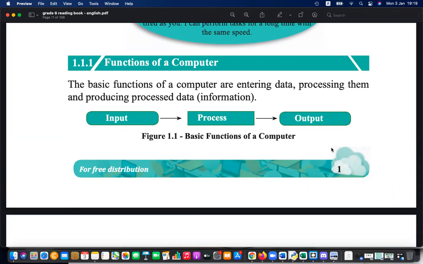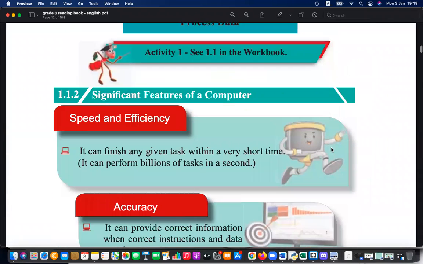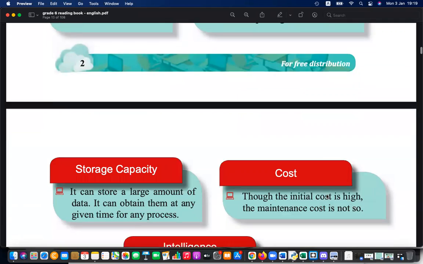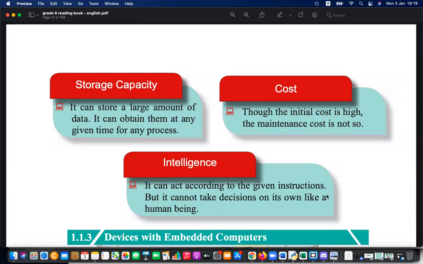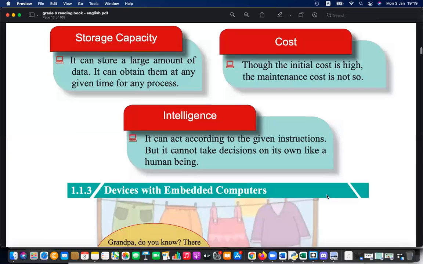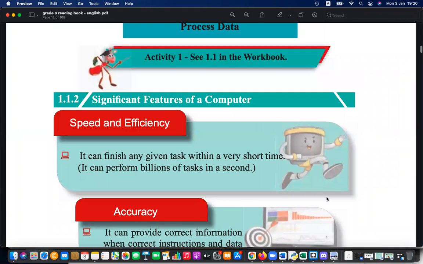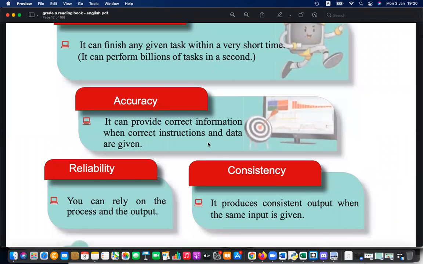Teacher. Then the next thing is about the features of the computer. This we repeatedly discussed, right? The efficiency, speed, consistency, reliability, storage, cost, intelligence like features, and never getting tired. So those are the features of a computer. It is always faster than us. It is accurate, giving correct answers. And it is reliable, trustworthy. You can trust it. And consistent.